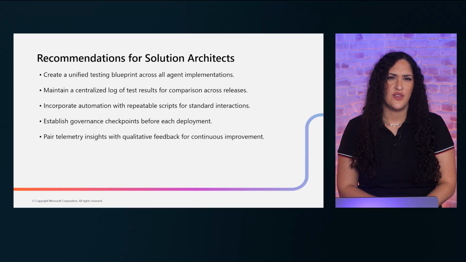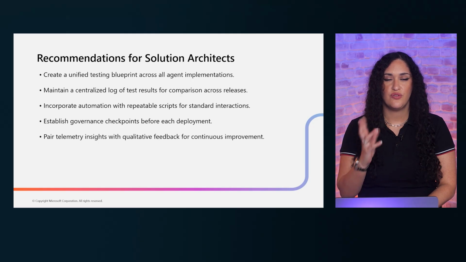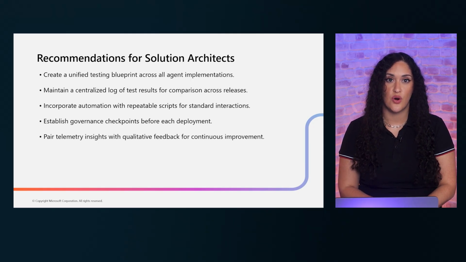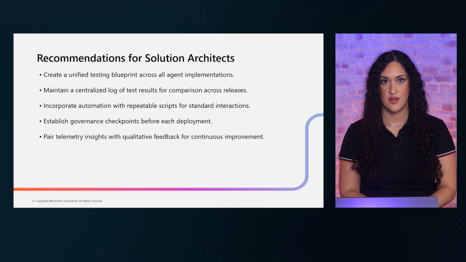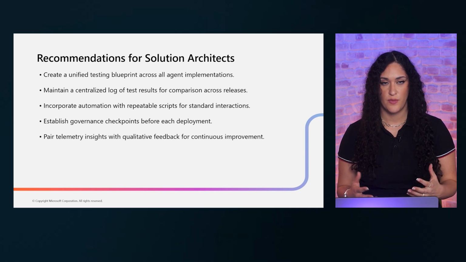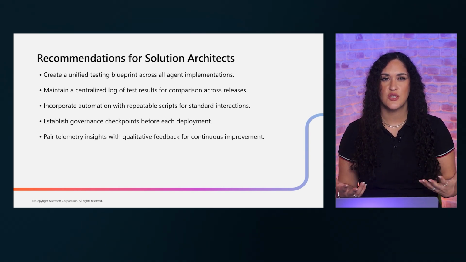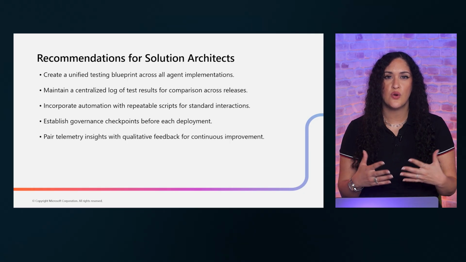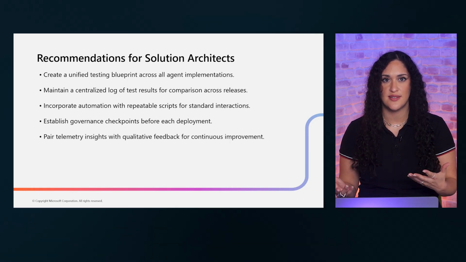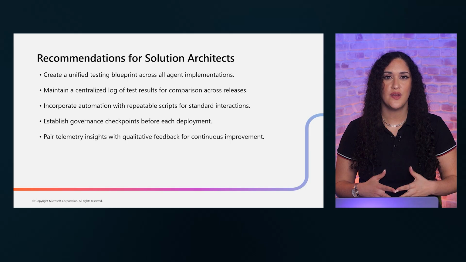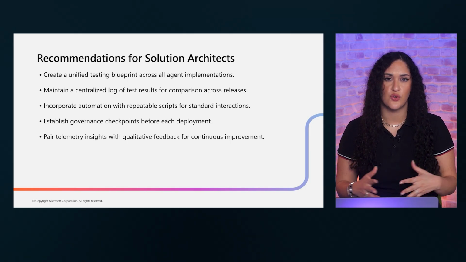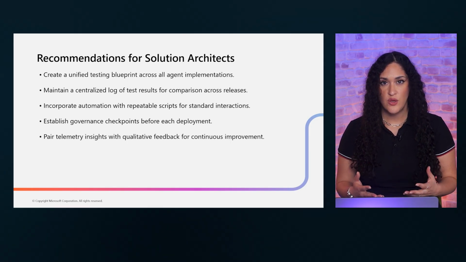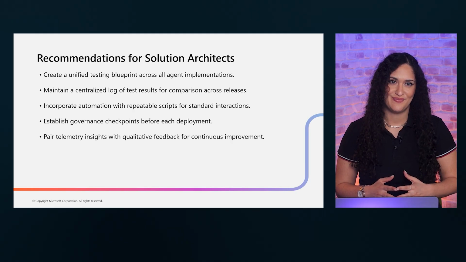Let me leave you with 5 key recommendations before we move on. First, create a unified testing blueprint that works across all your agent implementations. Consistency is everything. Second, maintain a centralized log of test results so you can compare across releases and spot trends. Third, incorporate automation with repeatable scripts for standard interactions. Manual testing alone doesn't scale.